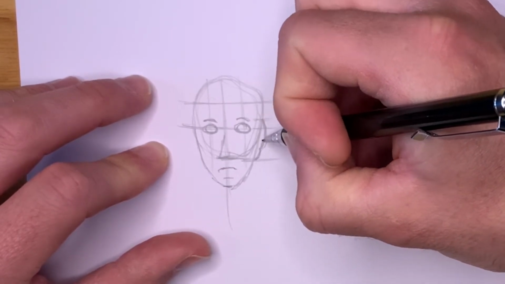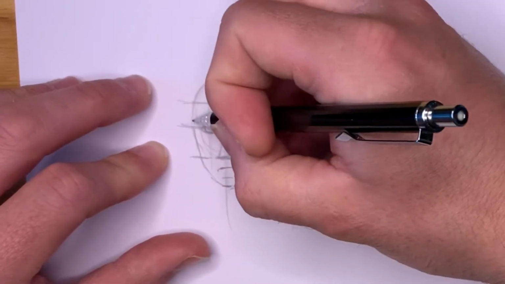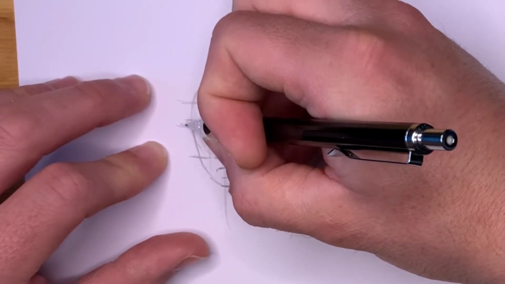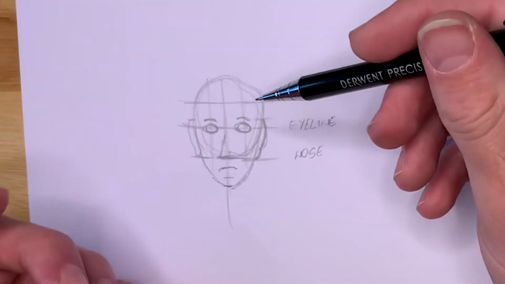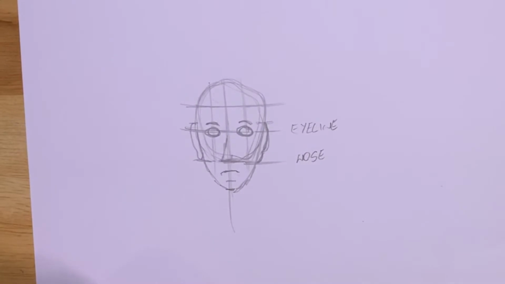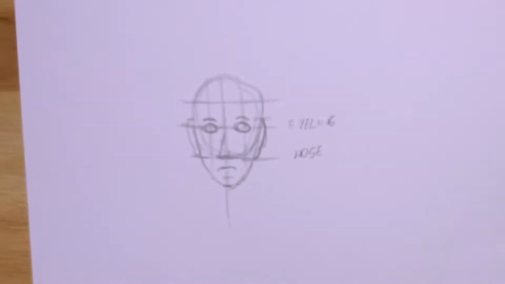That's actually terrible. That should be where you can position your ears. And that is the basic layout of how I set out my heads when I'm drawing them.